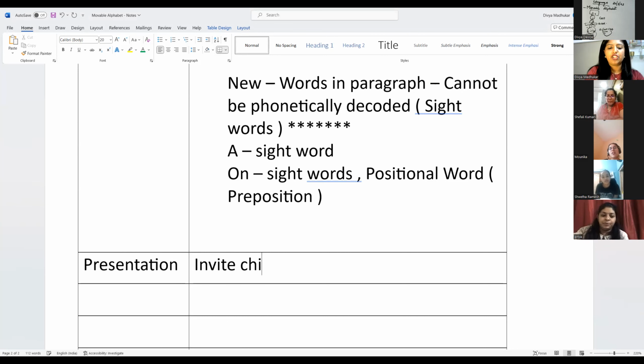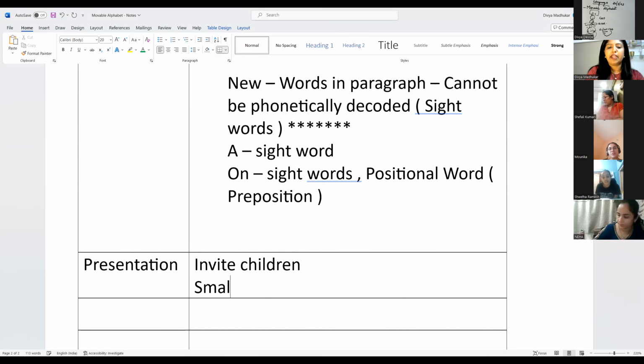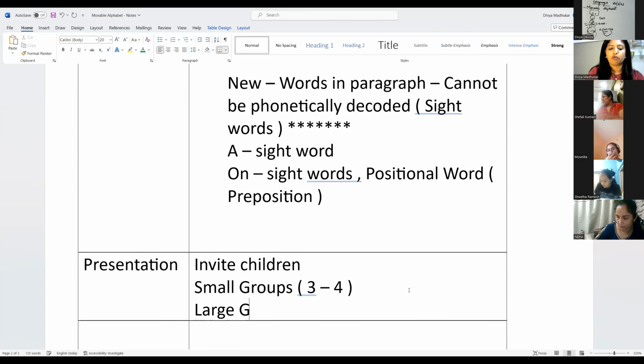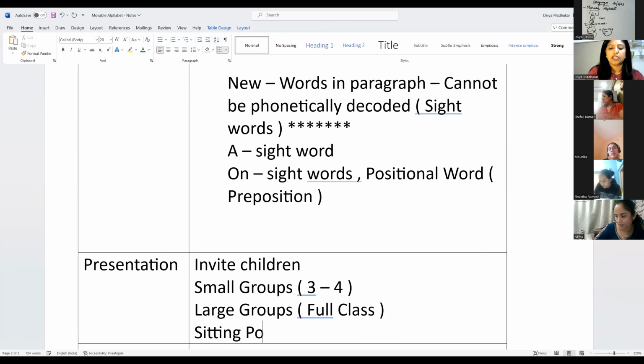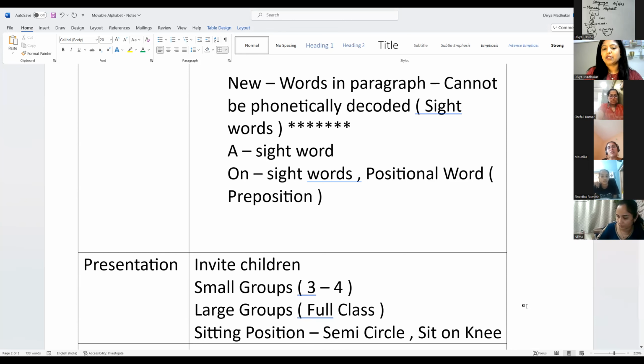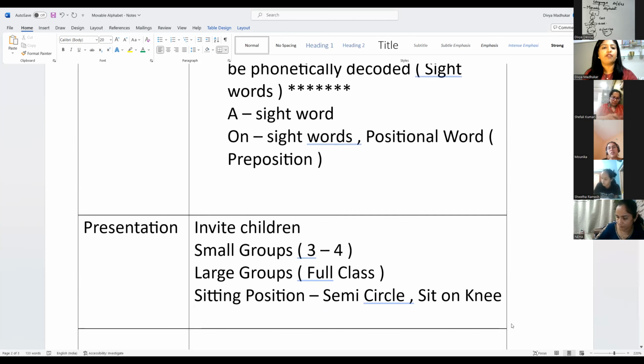Invite the children. Children can be in small groups, circular, maybe 3 to 4, or children can be in large groups. It depends on you. It could be your full class. Now, what is your sitting position, guys? They have to sit on their knees, in a semicircle, and at the same time they can sit on their knees. Okay, so that's the most comfortable position for your child.